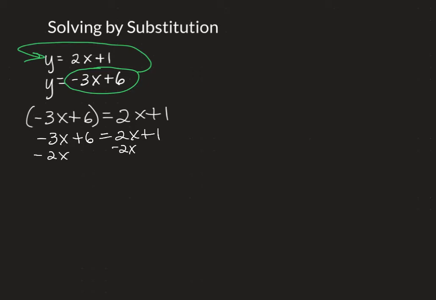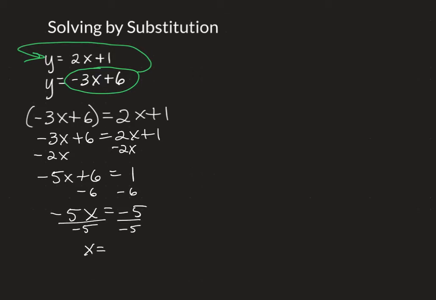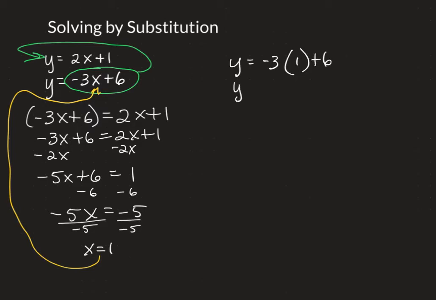I'm going to move 2x to the other side by subtracting it from both sides, and then I'm going to subtract 6 from both sides. So I get negative 5x equals negative 5, and if I divide by negative 5, I'm going to get x equals 1. You can go back and check if you want, but I'm pretty sure that's what we got for x originally. Now I did a substitution into the first equation in the list, so now I'm going to substitute this x in here. Okay, so I am now going to have the equation y equals negative 3 times 1 plus 6, so therefore y equals 3, and my solution is (1, 3).